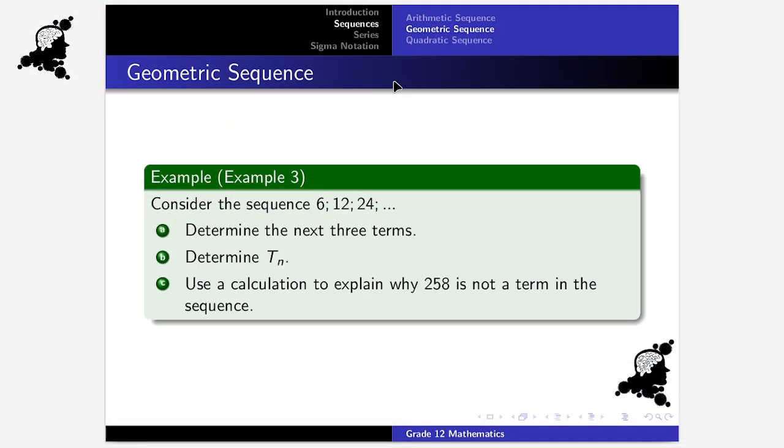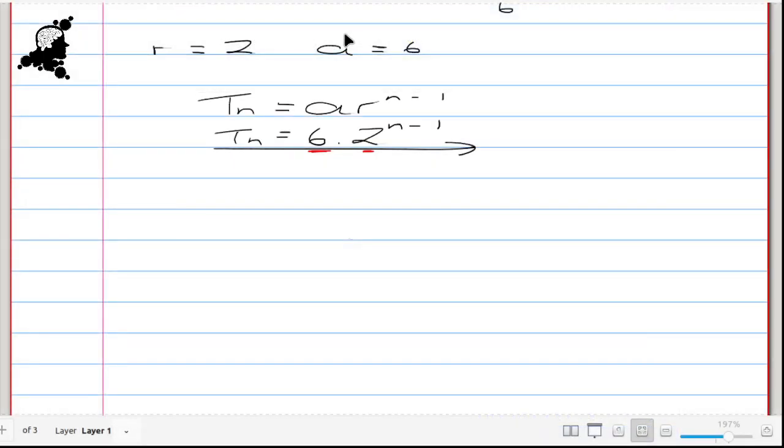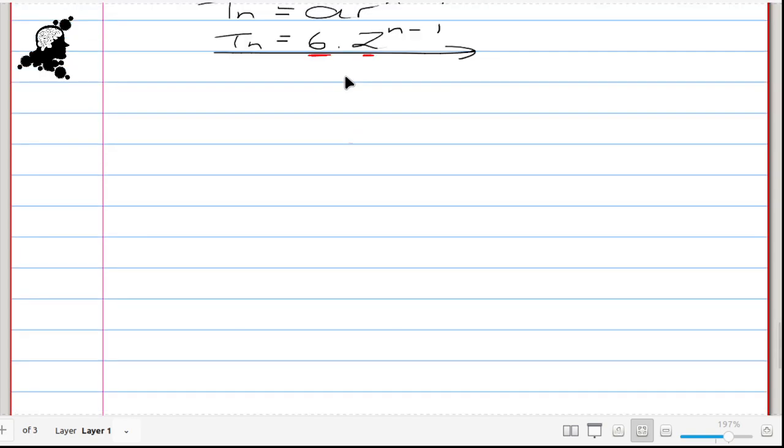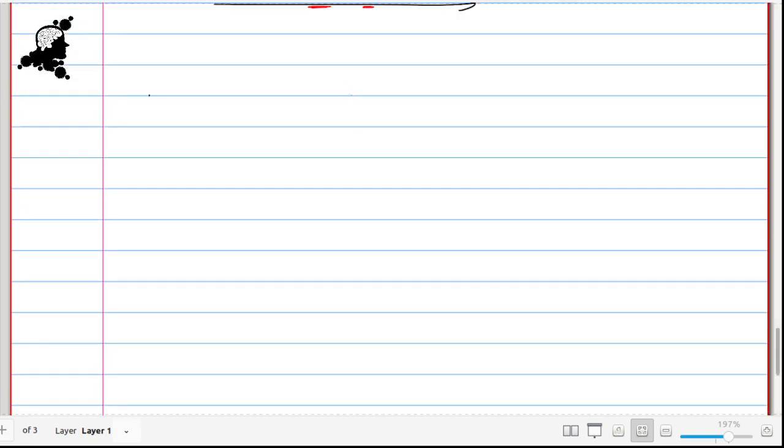Okay, let's move on to the next question. Use a calculation to explain why 258 is not a term in the sequence. All right. When is a term not present in a sequence? If the value of n is a decimal or a fraction or 0. But let's have a look at it.